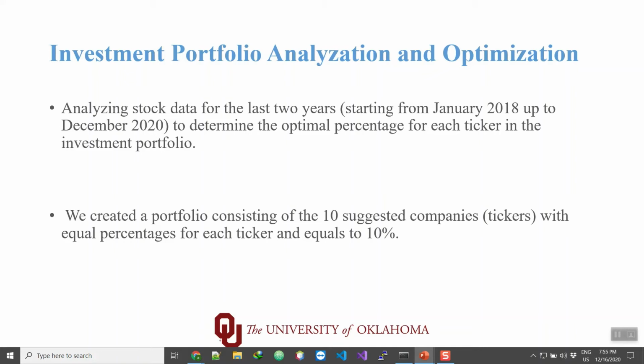Analyzing the historical data gives us an idea on how to go for the future. So we used the data between January 2018 and December 2020 to determine, if we want to invest now, what should be the percentages for each ticker. We created a portfolio consisting of 10 of the companies that we mentioned, each with an equal percentage, 0.1, like 10%.